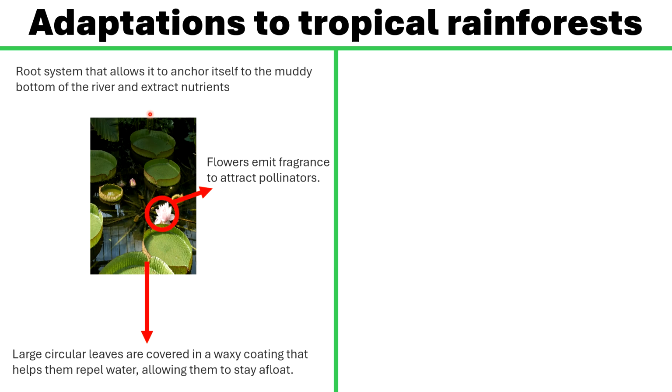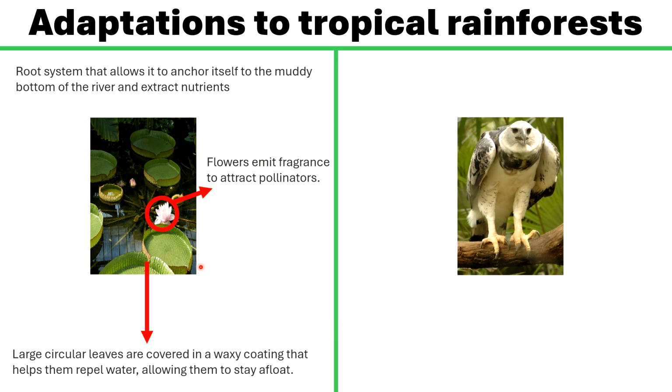And they have a root system that allows them to anchor themselves to the muddy bottom of the river and extract nutrients. So essentially, it's their anchor. You know, boats have anchors that attach themselves to the ground. Well, they have their own anchors that also provide them with nutrients.